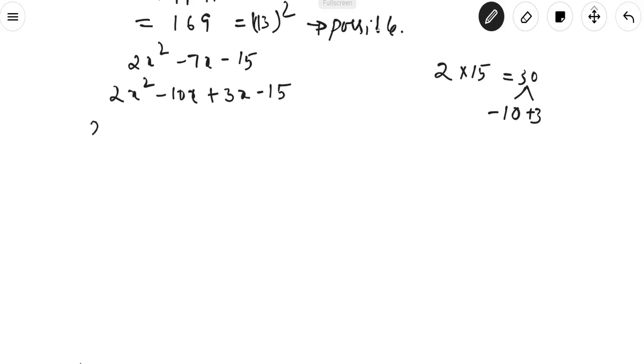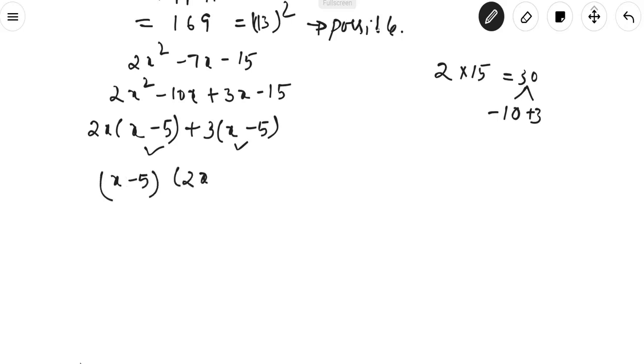If I take 2x common here, what am I going to get? x minus 5. Plus 3, if I take outside, x minus 5. What is common? This and this are common, so this one I will take outside. So it is x minus 5, and what is left is 2x plus 3. So these are the two factors of your problem number 2 in question number 18. So next we will go for the next problem.